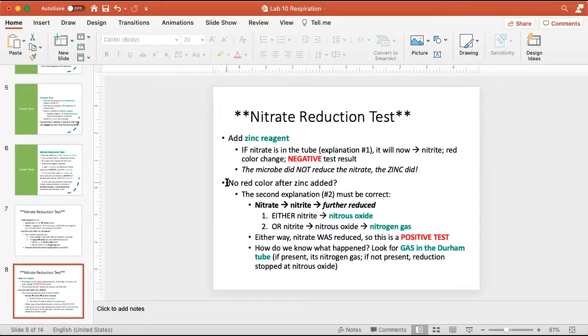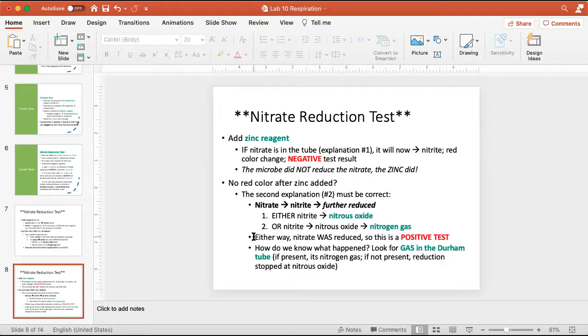If you add the zinc in and the tube still doesn't turn red, now you know your second explanation must be correct. That the microbe reduced the nitrate, but it went further than nitrite. It produced another product. It either reduced the nitrite to nitrous oxide, and that nitrous oxide, again, will dissolve into the liquid, or it took the nitrite, reduced it to nitrous oxide, and then reduced that to nitrogen gas.